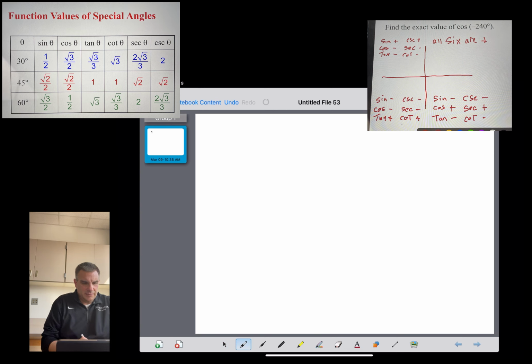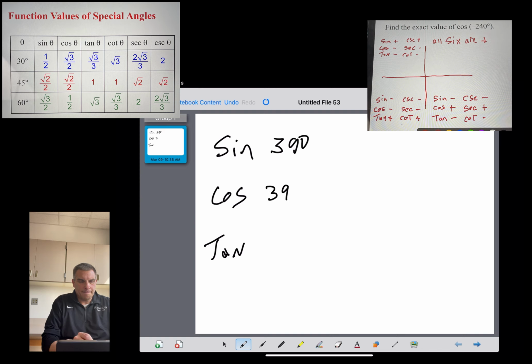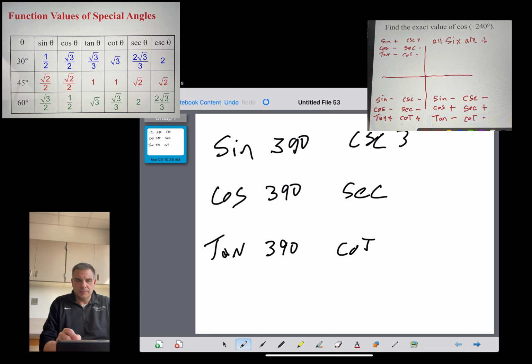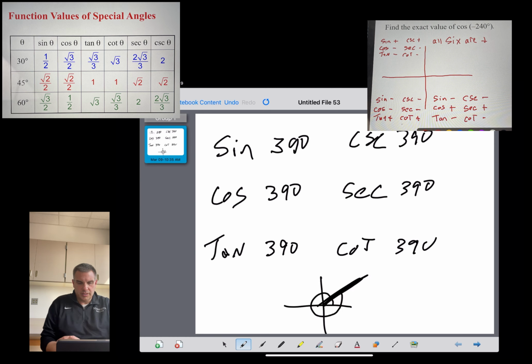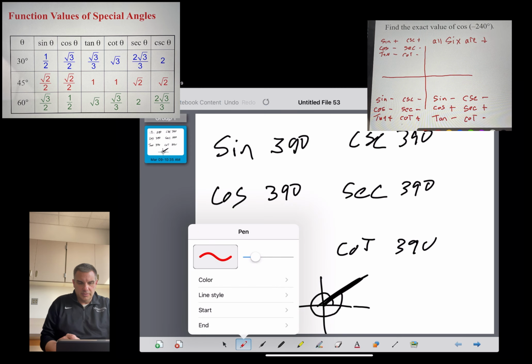Let's do the sine, cosine, tangent of 390 degrees. And let's just do the cosecant, the secant, and the cotangent as well for 390. Okay, so step 1, draw it. There's 360, a little bit more. So my reference angle is going to be 30 degrees.